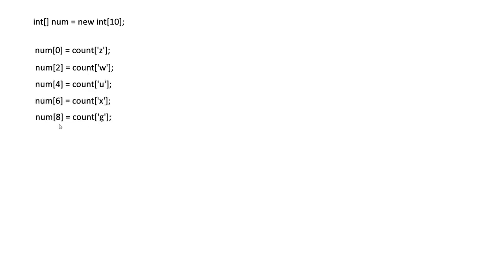All right, so we're going to define an int array number, a new int of 10, which is going to hold 0 through 9. Now we're going to get the count of z's in the count array, and then the number of w's, the number of u's, the number of x's, and the number of g's, and that will signify 0, 2, 4, 6, and 8.